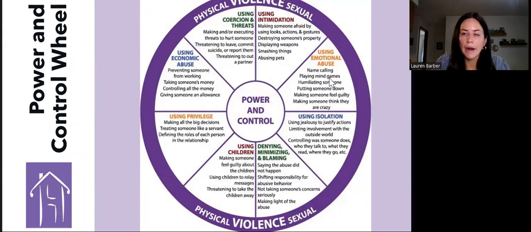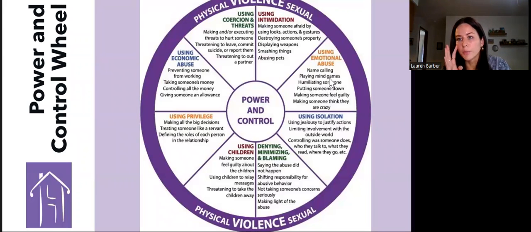And then this is the power and control wheel. This is what we use in domestic violence circles to help explain this occurrence of domestic violence. Let me explain this real quick. The power and control wheel, on the inside of the wheel, is talking about subtle, continual behaviors over time that an abusive person may use on their partner. The outer ring represents physical and sexual violence, which is the bigger, more tangible, obvious violence that reinforces the daily abuse that they're doing.